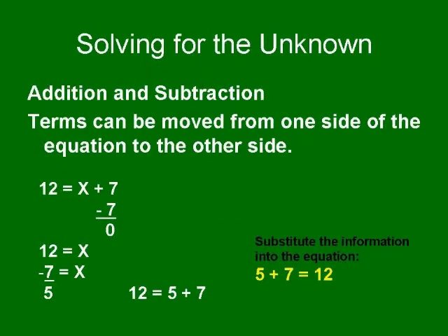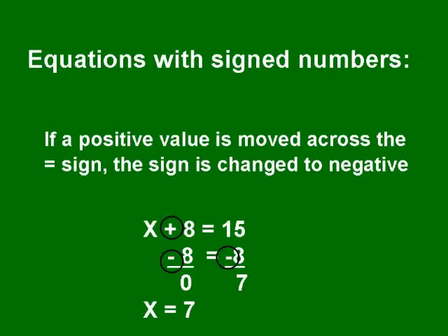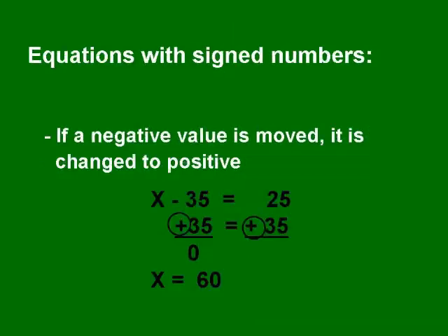Terms can be moved from one side of the equation to the other, and then you can substitute the information into the equation. If a positive value is moved across the equal sign, the sign is changed to negative, as you can see in this example. If a negative value is moved, it is changed to positive.